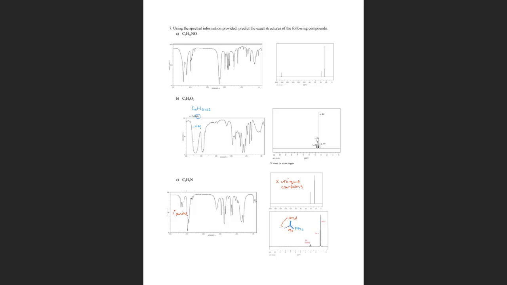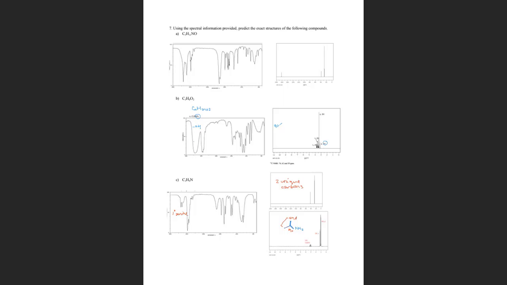Okay, let's look at it that way then. So alcohol. How many hydrogens are in the alcohol? One hydrogen. So that will be this peak, right? So we have an OH somewhere, and then we have to see what it's connected to.